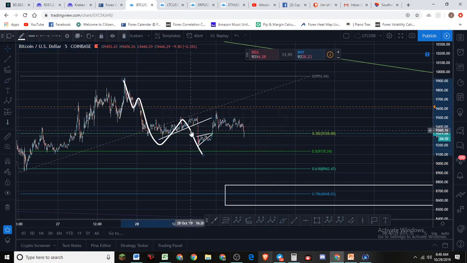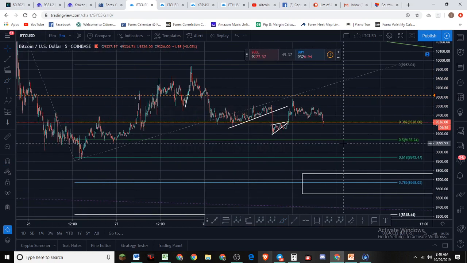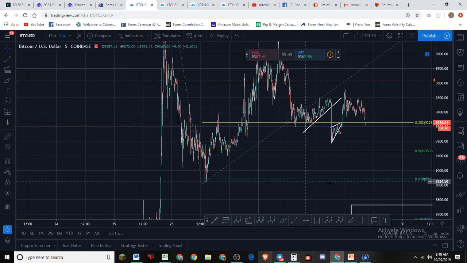Man, so many different possibilities, guys. It's very, very hard trading. Just giving you the different ideas about where we could be headed. My bias is to the downside. Still looking to the downside, but they may take this sideways forever.